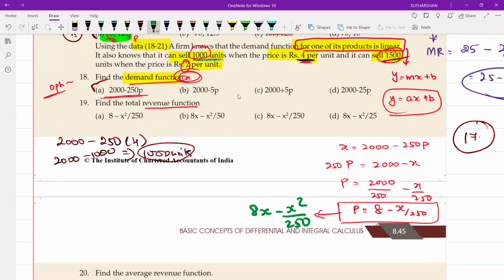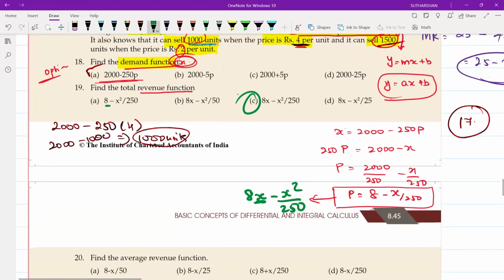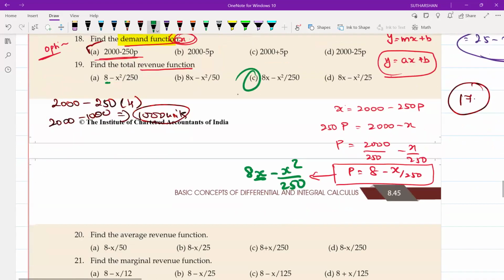That I will get in option C. Be careful in option A and C. Slightly x is only mixing. Here you will find 8x, here you will only find 8. Be careful in that. Are you able to understand? Shall we move on to question number 20?